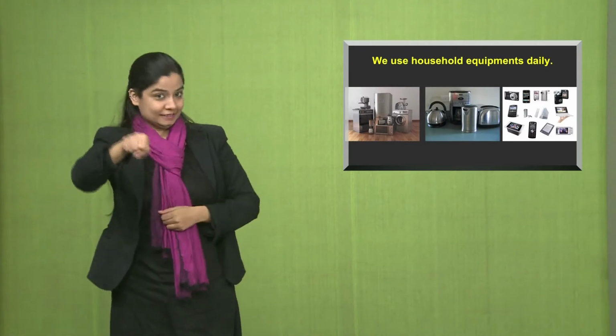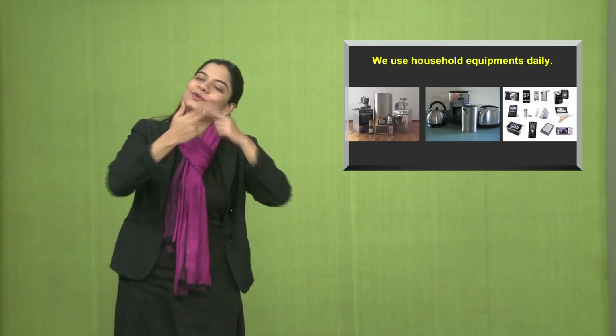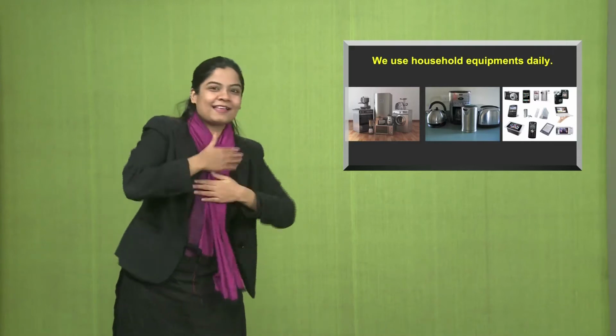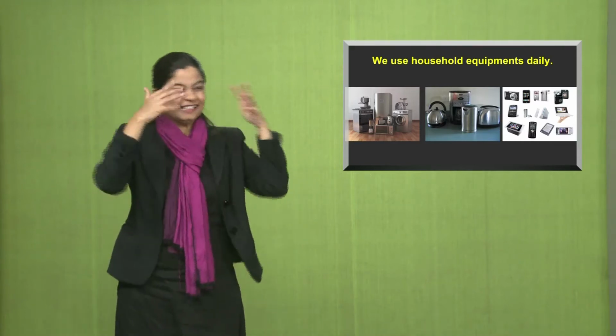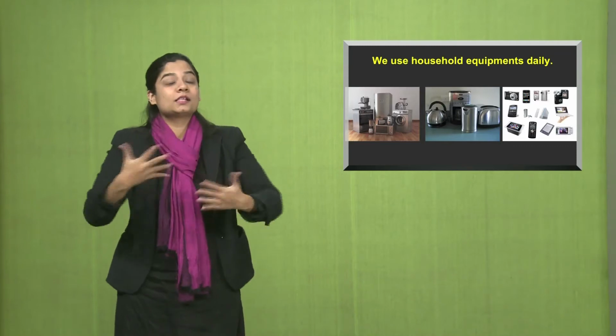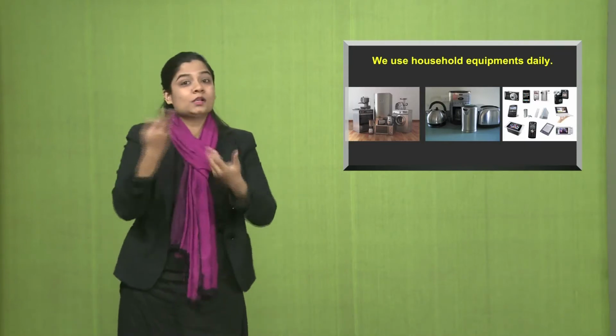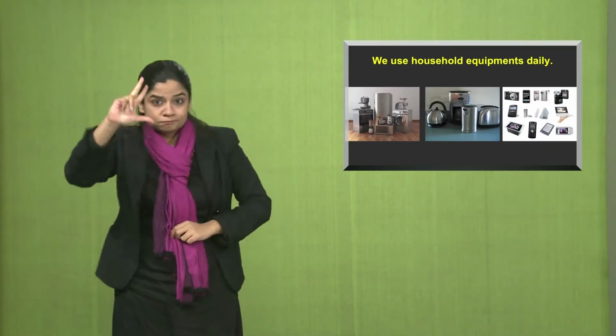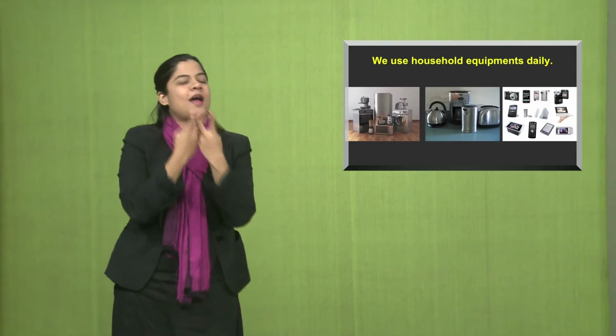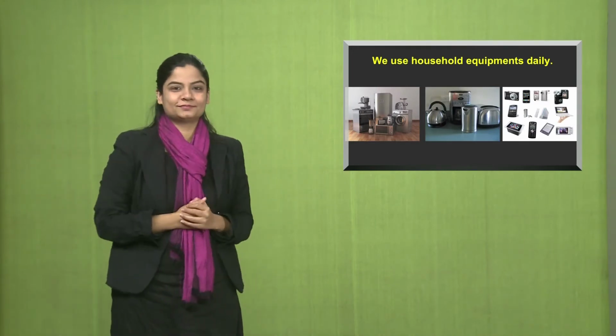Some things are also related to entertainment. For example, television, which makes us feel good, and radio. When we are under stress, we listen to the radio. So equipments are there not just for work purposes, but also for entertainment purposes, with different costs and different variations.